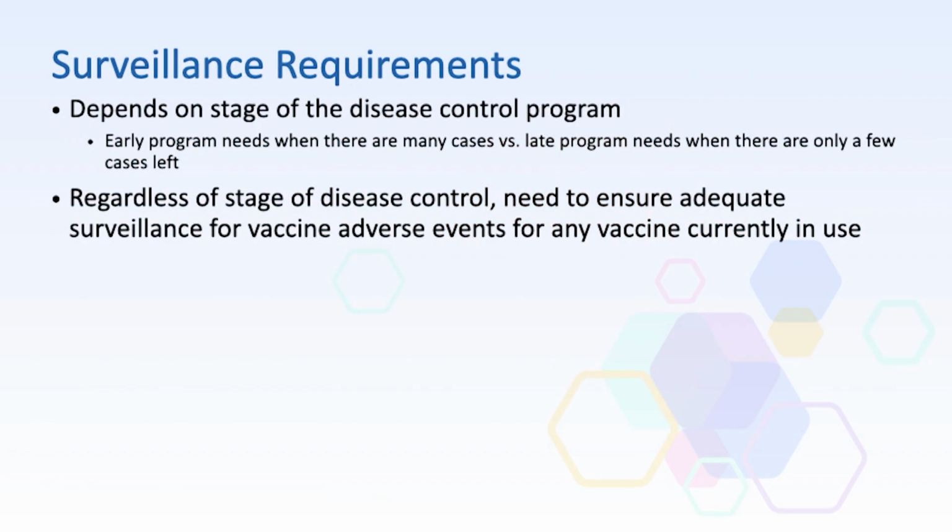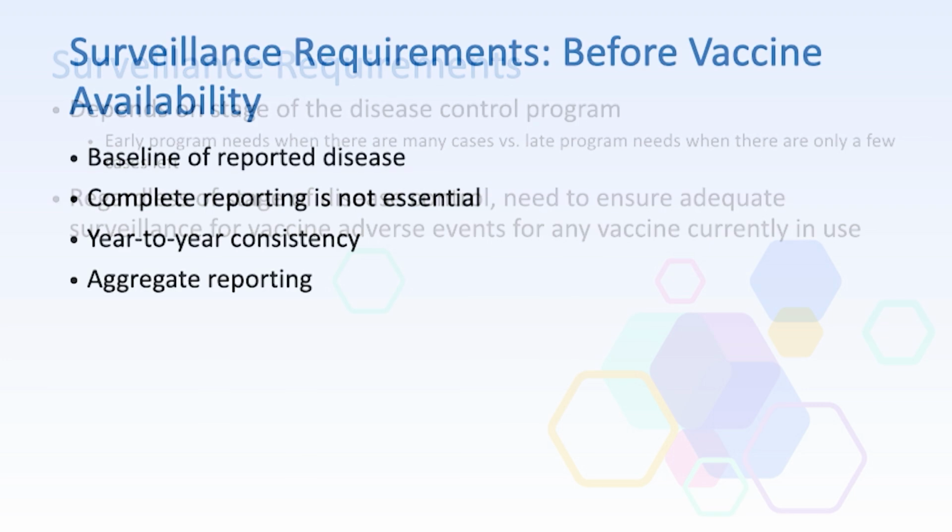The data that's needed from public health disease surveillance systems depends on where we are in our disease control program. What we need early in the program, or when there are large numbers of cases, is quite different than what we need when the program is very far along with fewer cases. Of course, we also need to ensure adequate surveillance for vaccine adverse events for any vaccine currently in use, regardless of the stage of disease control.